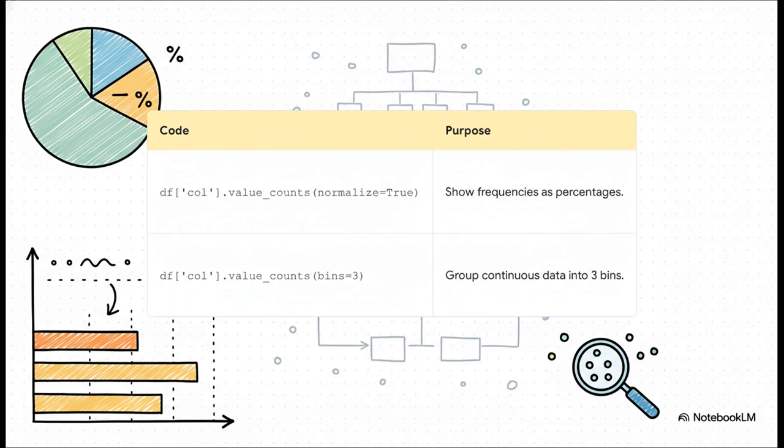If you set normalize=True, you get the results as percentages, which is perfect for reports. And even cooler, you can use the bins parameter on a numeric column to chop up continuous data into groups. It's a great way to turn a number into a category on the fly.